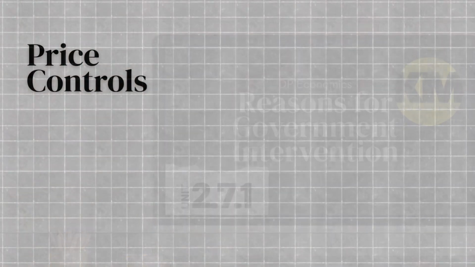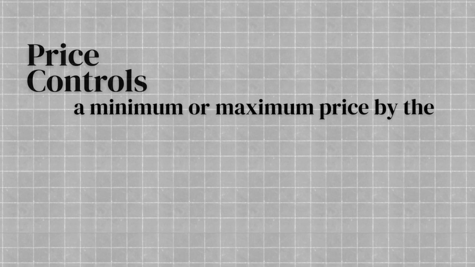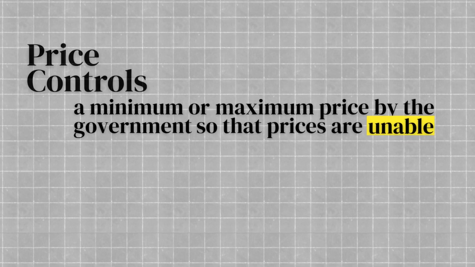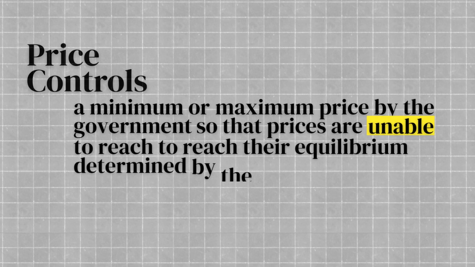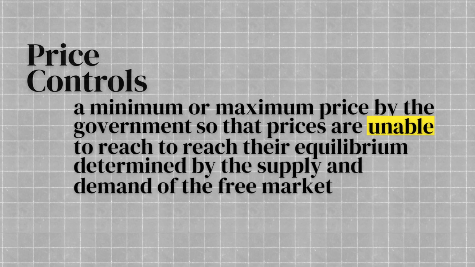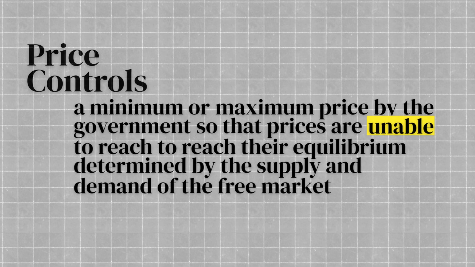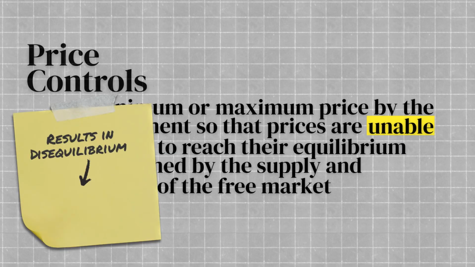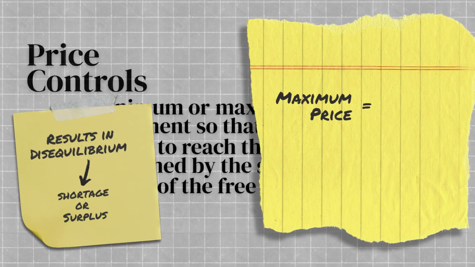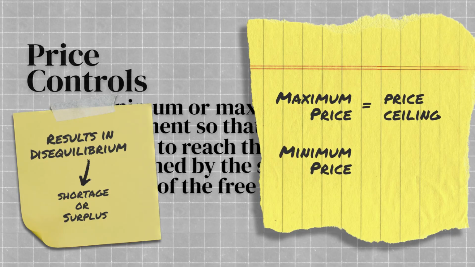Price controls involve setting a minimum or maximum price by the government so that prices are unable to reach their equilibrium determined by the supply and demand of the free market. Since the price can't reach the equilibrium level, we say that the market is in disequilibrium, and the result is either shortages or surpluses. When a maximum price is set, this is called a price ceiling, and the product cannot be legally sold at a price higher than this. When a minimum price is set, this is called a price floor, and the product cannot be legally sold at a price cheaper than this.